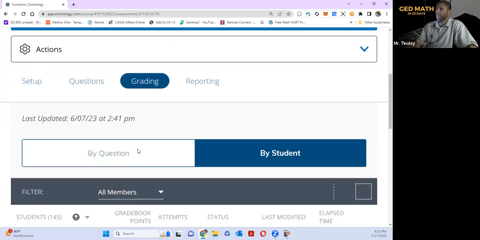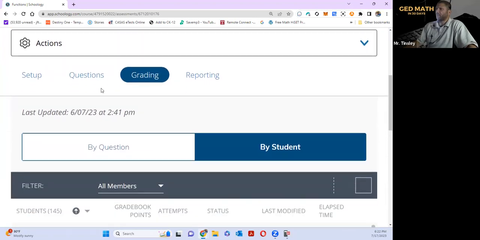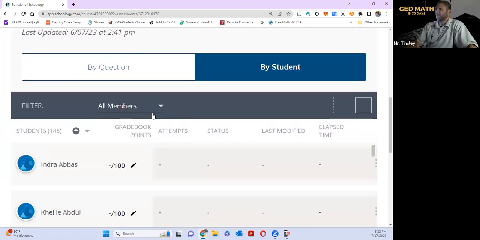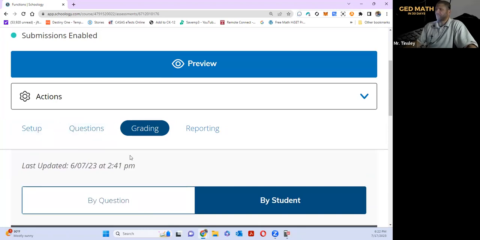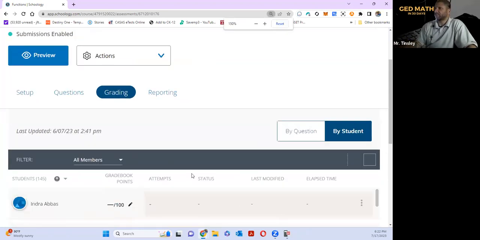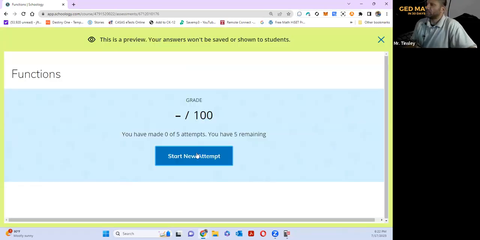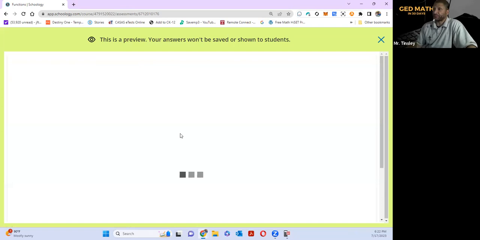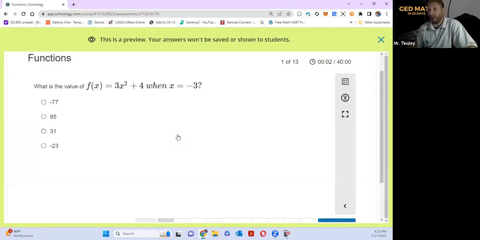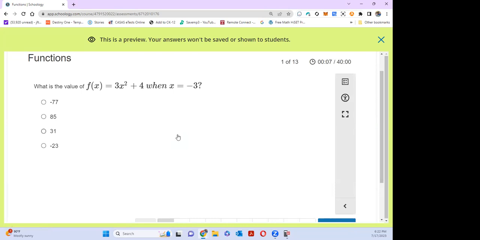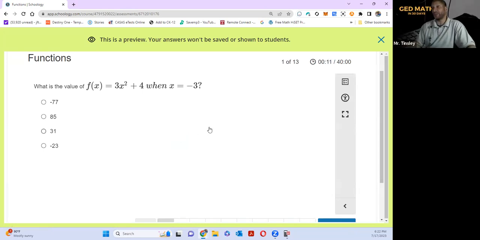Where'd my preview go? Oh, there you go. I don't know why I didn't see that. Again, all of this is on Schoology. Now, Schoology is going to a payment model October 1st. So I'm trying to change everything to Canvas, but that's probably going to take me a while. Hopefully we'll use it after October 1st, but we'll see.